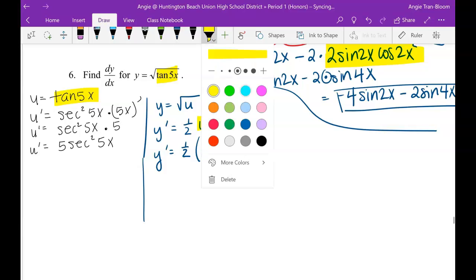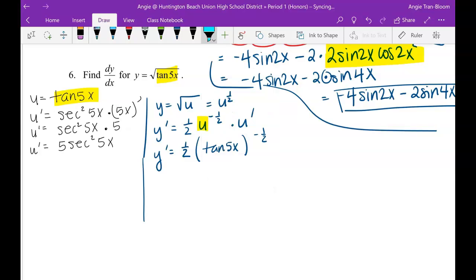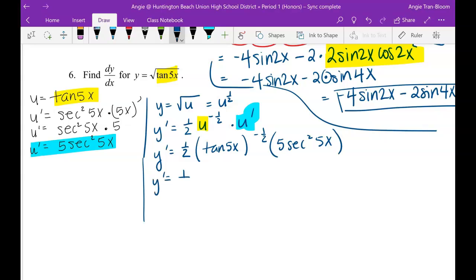U prime is now this, so plug that in. U prime is 5 times secant square of 5x. Now let's try to make it as pretty as we can. Not all the time are you going to be able to make it really pretty, but we will definitely try our best. Tangent 5x to the negative half power, class, is the same as 1 over square root of tangent 5x. And again, that is true.